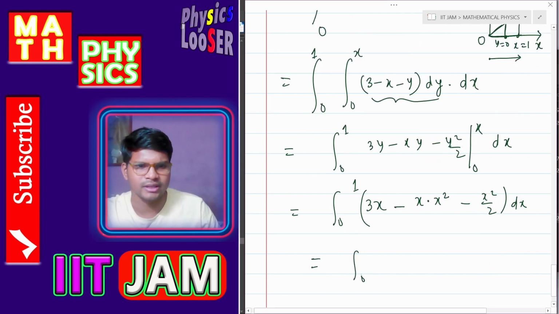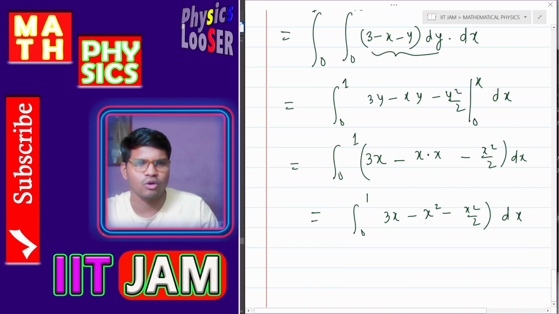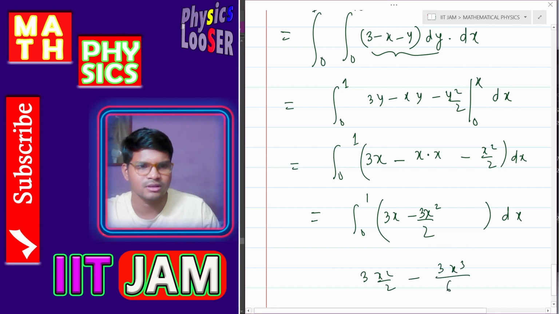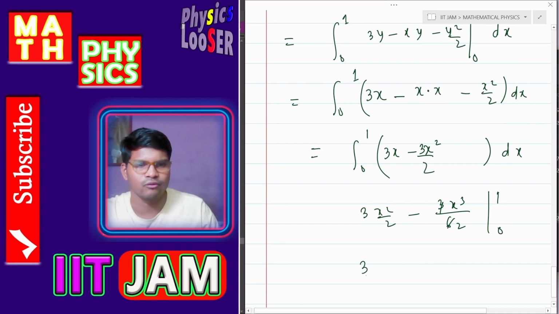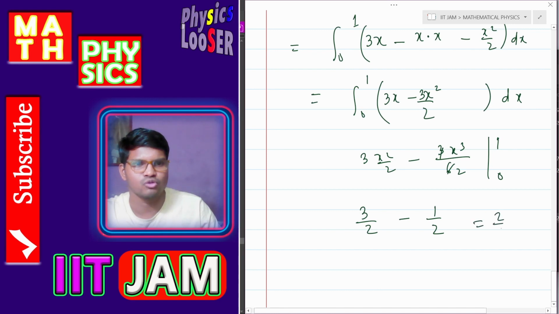Now what you can realize over here is that from 0 to 1, 3x minus this would be x square, not x square by 2. This is x square minus x square by 2, dx. So from here you can say that x square minus x square by 2 would be 3x square by 2. So I can just write 3x square by 2. I'm going to erase these. And I'm going to evaluate the integral: 3x square by 2 minus 3x cube over 6, 3 times 2, from 0 to 1. And what you will get is 3 by 2 minus 1 by 2. And 3 minus 1 becomes 2 by 2, which is 1.